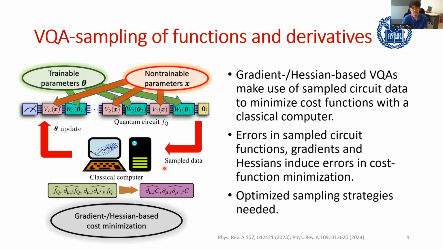That classical computer will estimate the expectation value, and also estimate the gradient or Hessian that would then enter into the update procedure to minimize the output function. Then this classical computer will churn out a new parameter, which will be used to tune the quantum circuit for the next round of optimization, right? So this is basically the entire routine of gradient or Hessian-based cost minimization. Now, because the functions are sampled, the gradient and Hessian components, if you use them, will also inherit sampling errors. And we need optimized sampling strategies for this, which is the main topic of this talk.